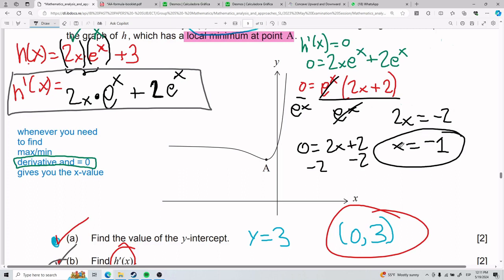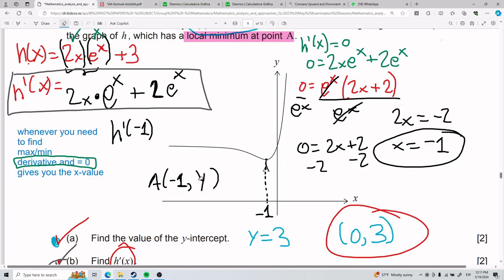Okay. So I just found out that this right here is negative 1. And so my point A is (negative 1, something), right? How can I find that something? I need to plug in negative 1. But careful. Where do you plug it in? If you plug it into the derivative, you're asking this derivative function, when x is negative 1, what is my slope? And right now, that's not what you're looking for. What you're looking for is the corresponding y value.